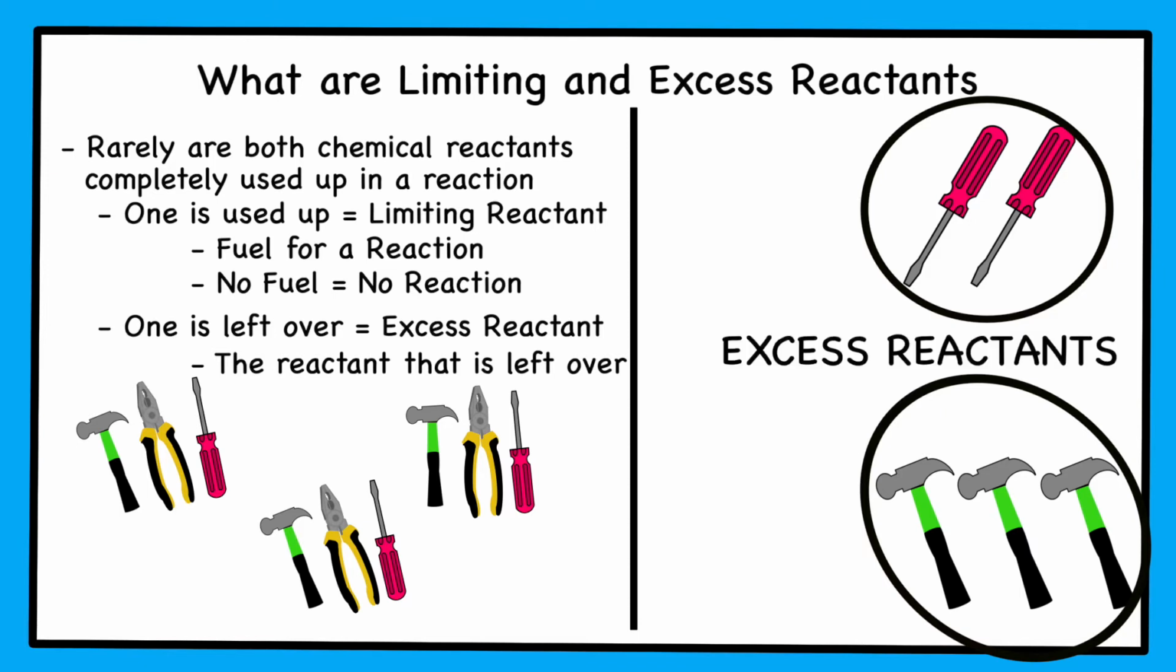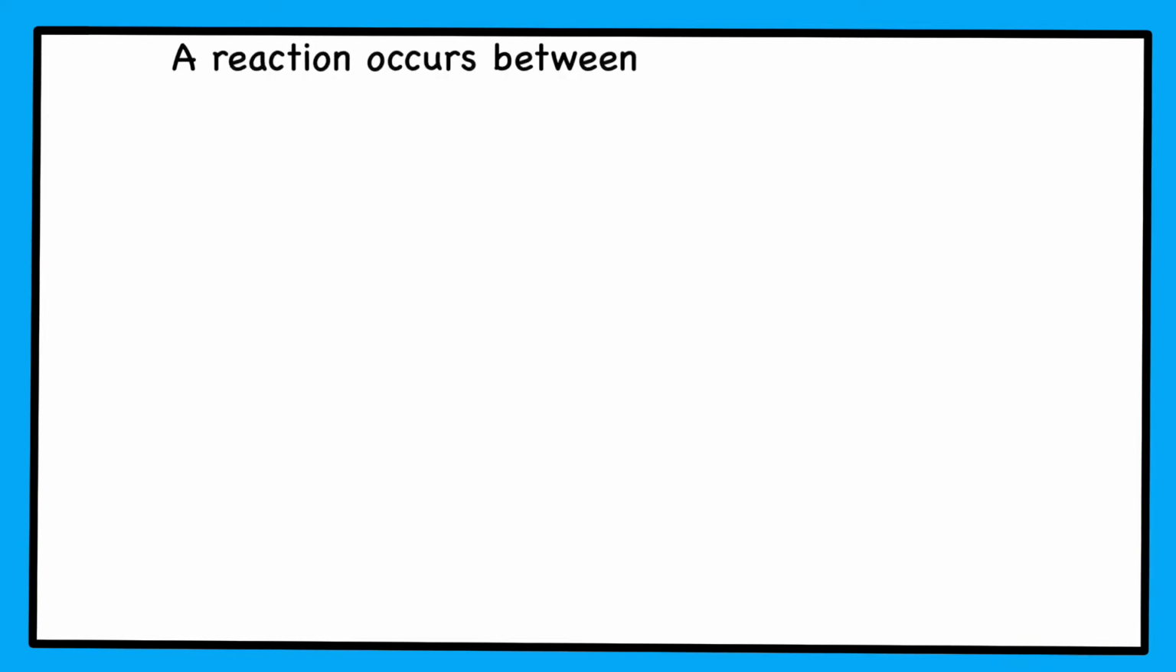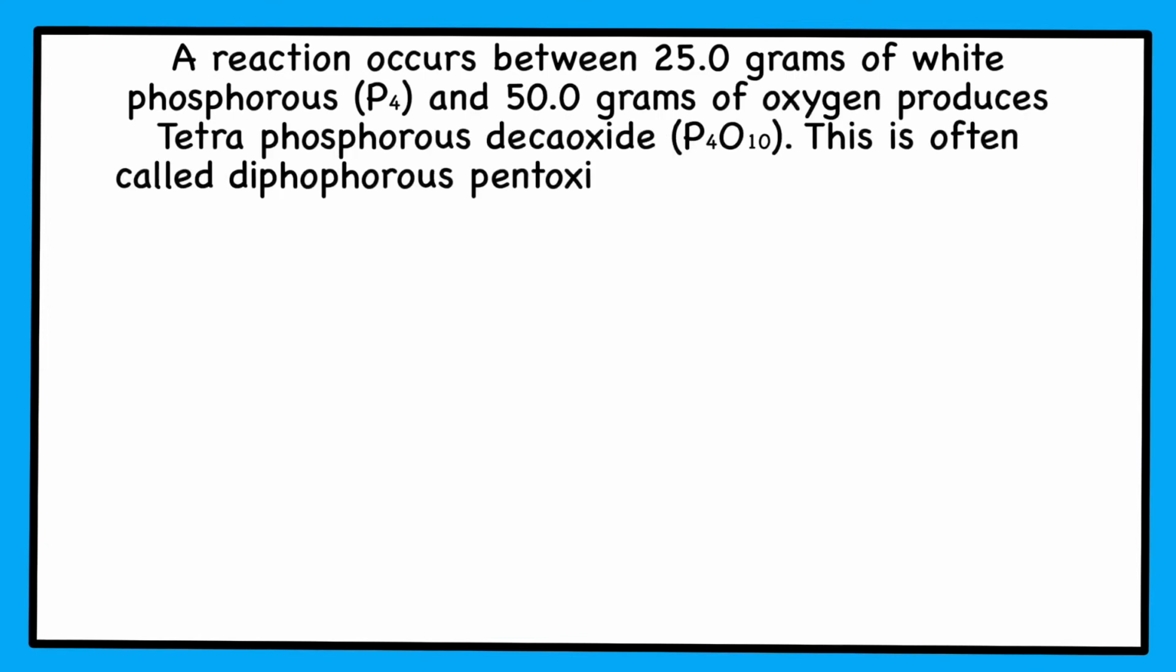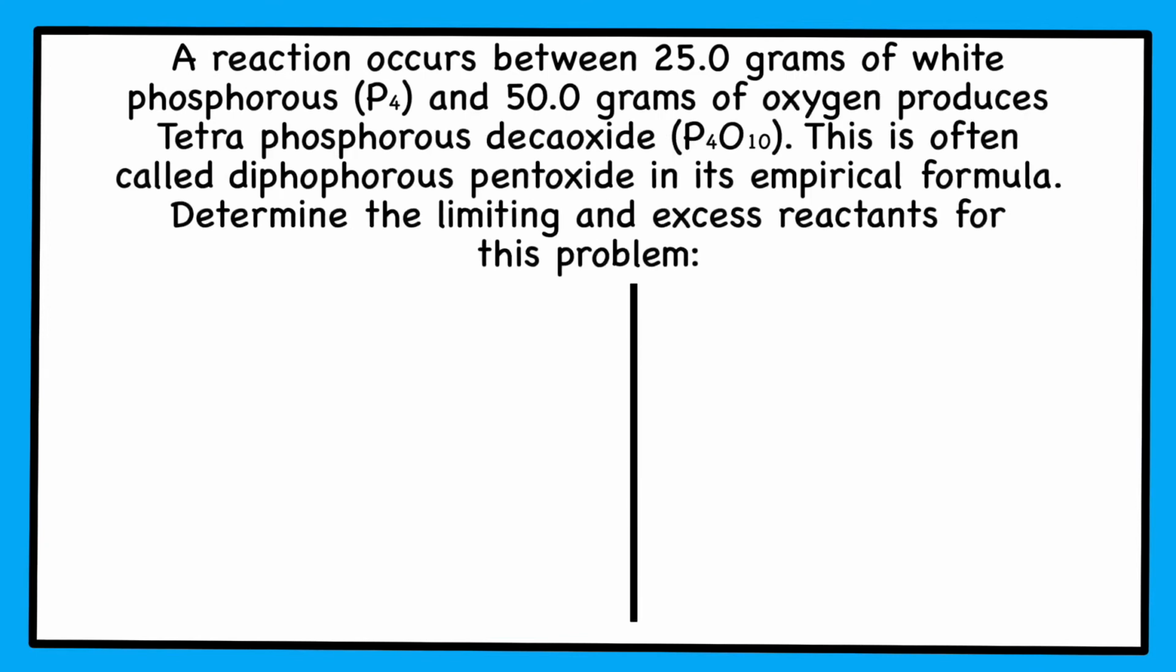Okay, so now that we have seen a simplified version of limiting and excess reactants, let's see the steps to determine the actual limiting and excess reactant within a chemistry problem. Let's say we're given the following problem. A reaction between 25 grams of white phosphorus, which is P4, and 50 grams of oxygen produces solid tetraphosphorus decaoxide, or P4O10. This is often called diphosphorus pentoxide when it's in its empirical formula. Determine the limiting and excess reactant for this problem.